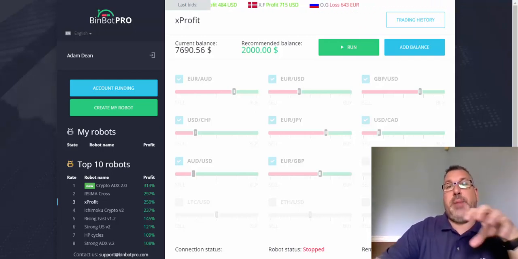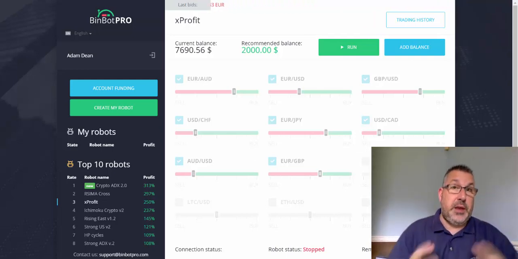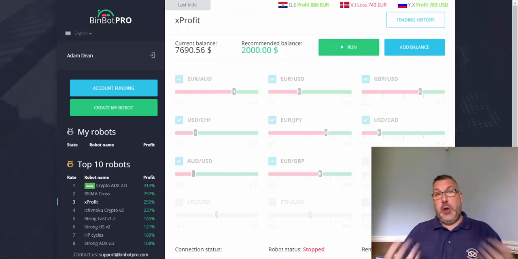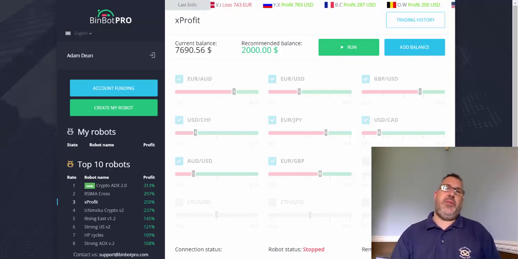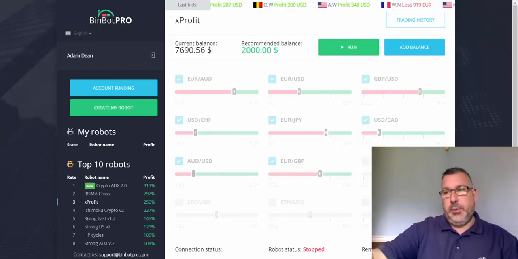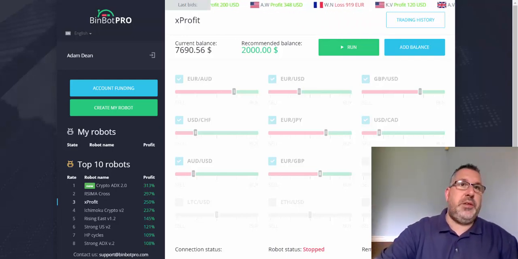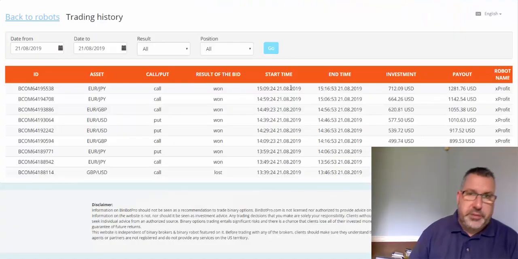So obviously the higher your balance, the faster you see bigger returns, basically. If you're starting with a low balance, it'll build slowly, steadily. If you have a couple of losses, it knocks you back down, whereas you'll still see big results with a larger balance.